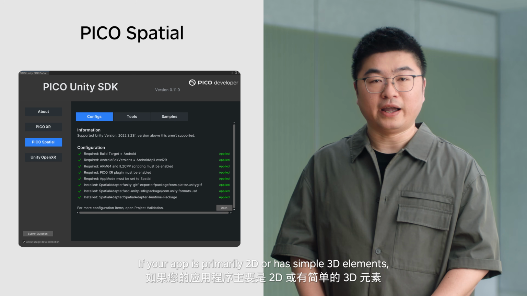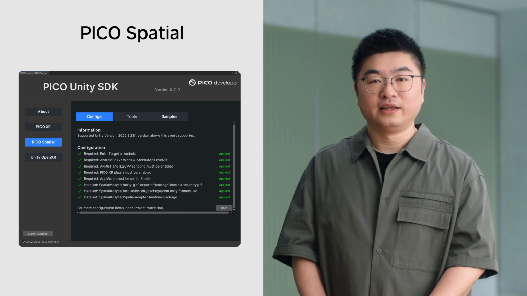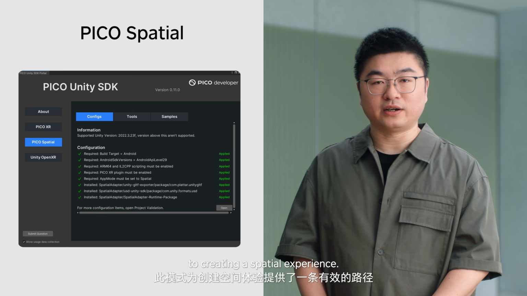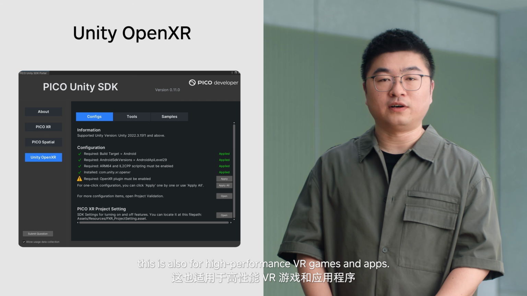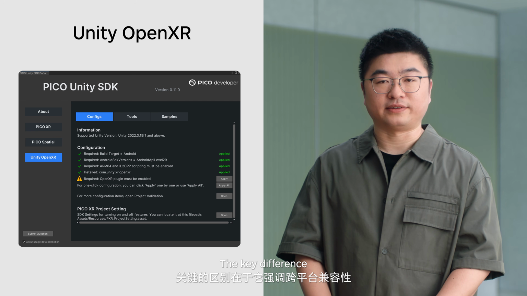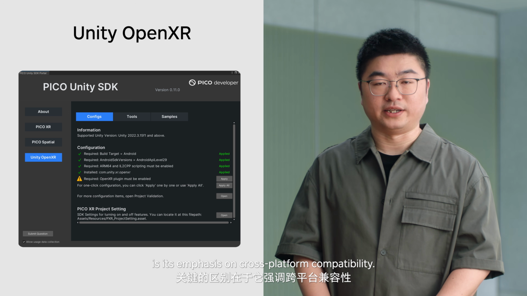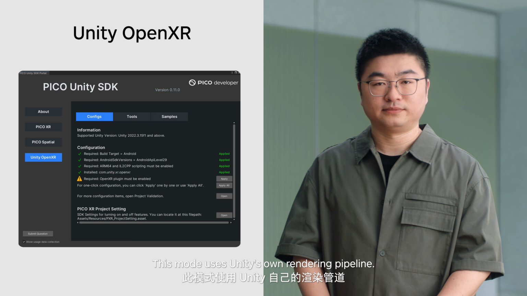If your app is primarily 2D or has simple 3D elements, this mode provides an efficient path to creating a spatial experience. Finally, we have Unity OpenXR mode. Like PICO XR mode, this is also for high-performance VR games and apps. The key difference is its emphasis on cross-platform compatibility. This mode uses Unity's own rendering pipeline.